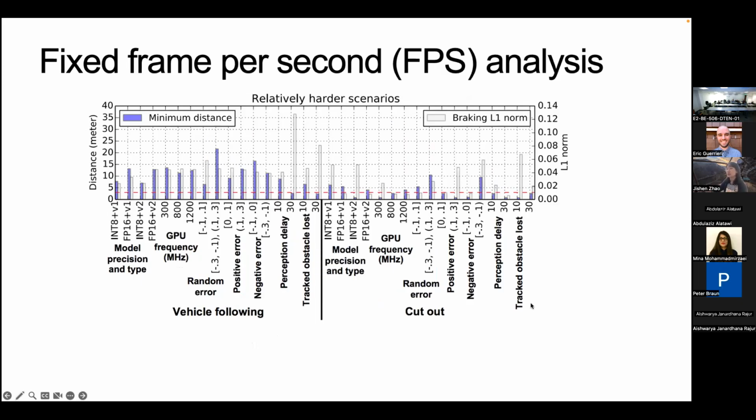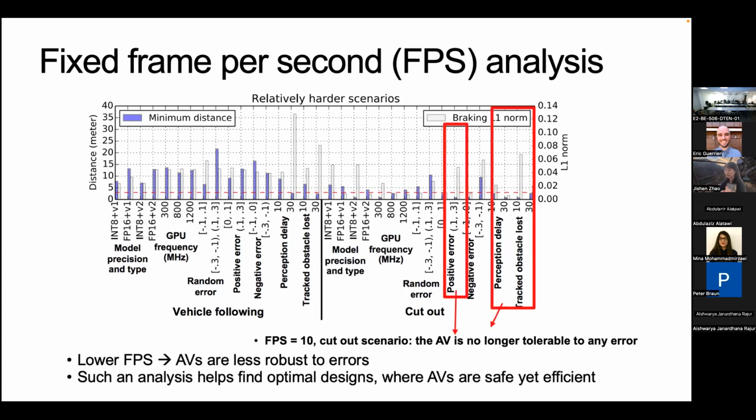Because the camera FPS impacts the safety a lot, if we fix the FPS and introduce other errors into the model, what we found is that at low FPS, autonomous driving is less robust to errors, while at high FPS, vice versa. With this analysis using our framework, we just try to demonstrate what kind of things autonomous driving computer engineers can do using our framework to help with their design and to guarantee the safety of their computer system.